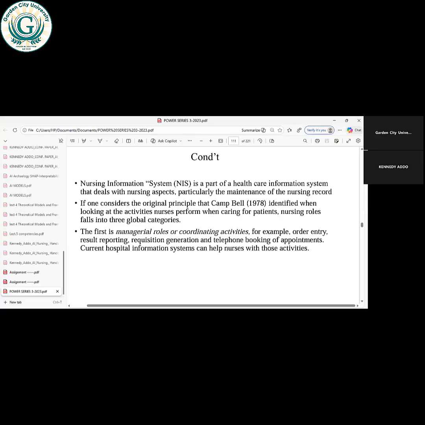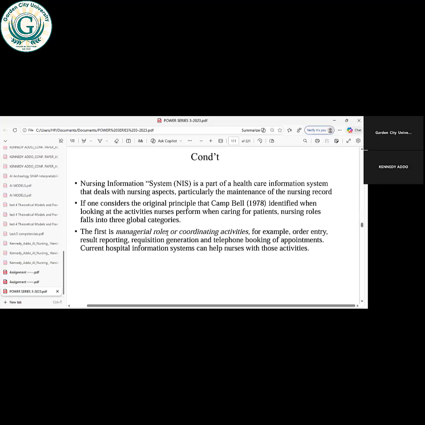Now, a nursing information system is part of the healthcare information system that deals with nursing aspects, especially the maintenance of nursing records. If one considers the original principle that Campbell identified, when looking at activities nurses perform when caring for patients, nursing roles fall into 3 global categories. The first one is what? Managerial role activities.